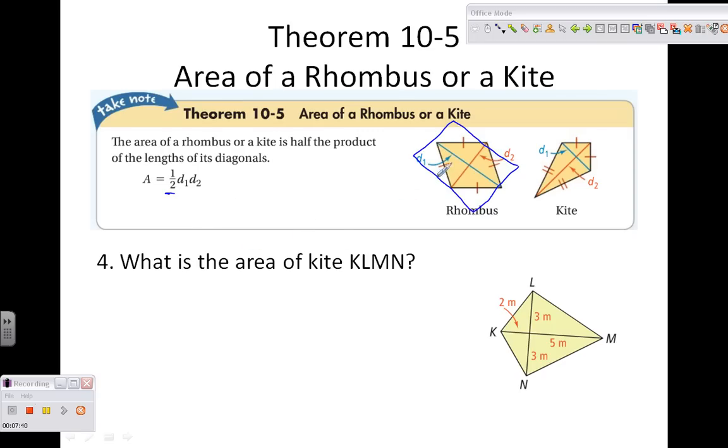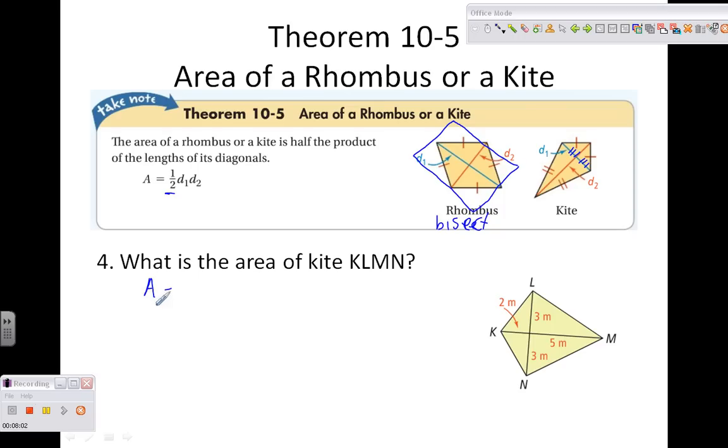Okay. One thing that we will remember in a rhombus, the diagonals bisect each other. In a kite, they do not. However, this diagonal is bisected, so those two parts are congruent, although these two parts are not. So that's something to keep in mind.